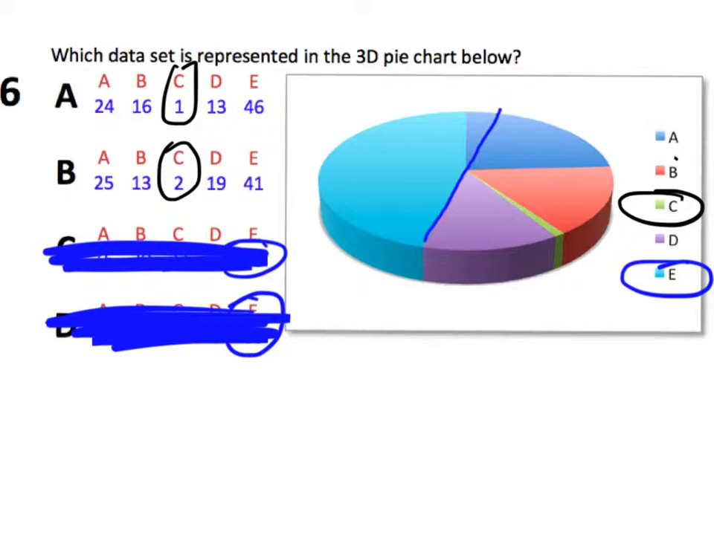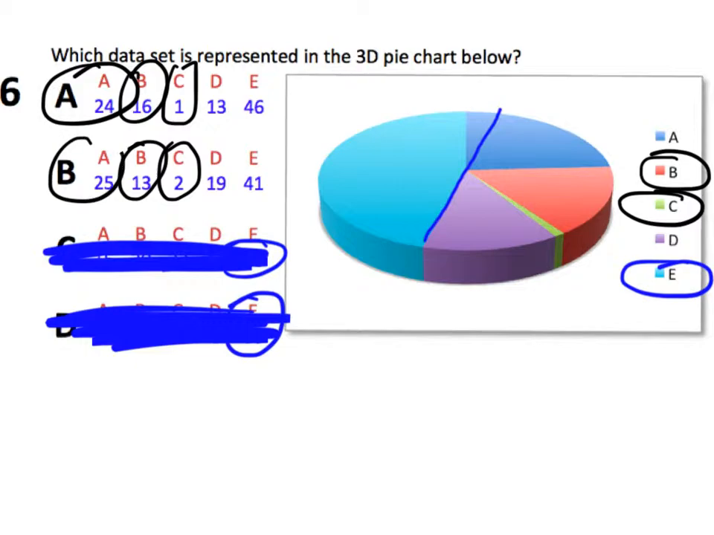Alright, so let's go look at this. How about red? Red is B. We have 16 and 13. Can you make a decision from that? That's the biggest difference we have in there. We have 24 and 25 there.